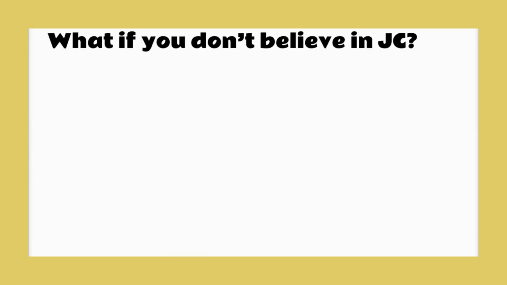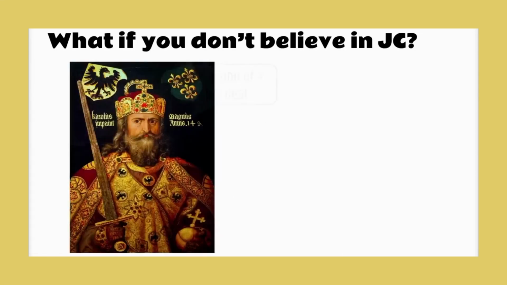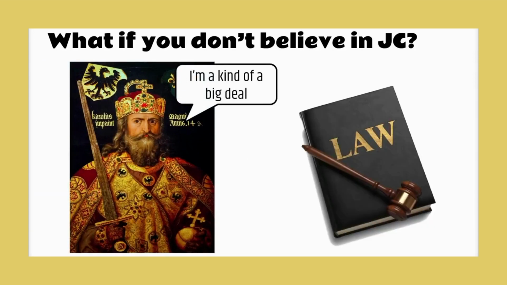Now I know what you're thinking. What if you don't believe in JC? Well, this dating system has been the unofficial global standard for many years. The system gained popularity when Charlemagne, or his friends called him Charles the Great, began using this system to date acts of government. Although there's a new way to refer to these years, the concept behind naming the years remains rooted in religion.